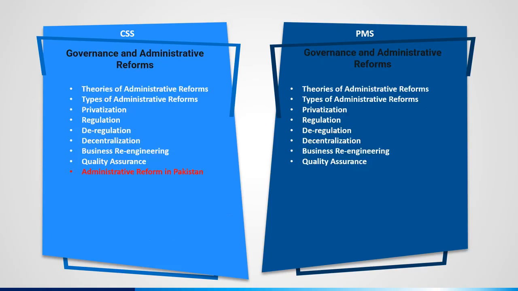All these contents are overlapping with the chapter of PMS Part 2. The 10th chapter of CSS Public Administration is Governance and Administrative Reforms. The contents include theories of administrative reforms, types of administrative reforms, privatization, regulation, deregulation, decentralization, business reengineering, and quality assurance. All these contents overlap with PMS syllabus except administrative reform in Pakistan.